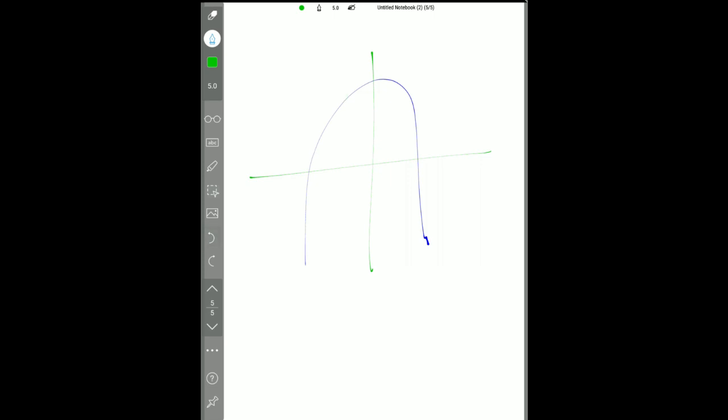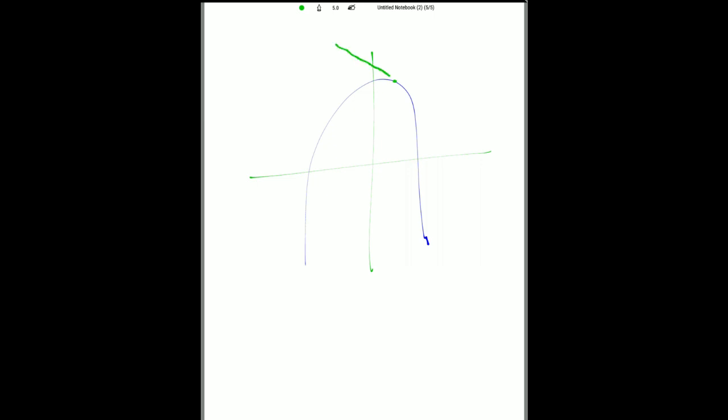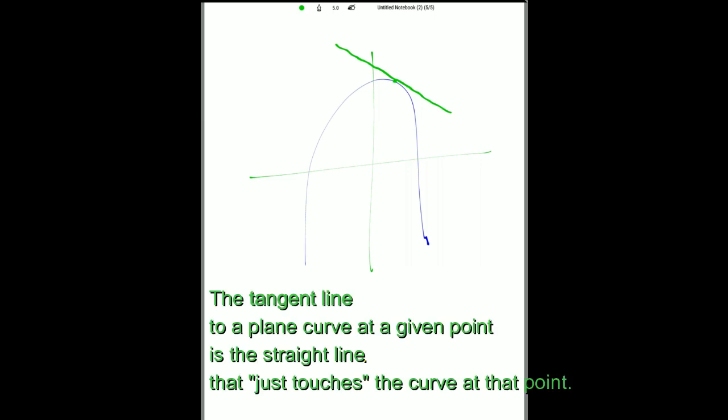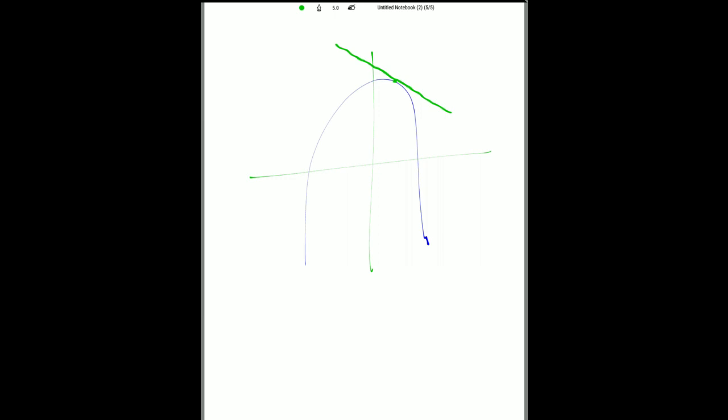Now, we want to find the gradient, let's say at this point here. So we're going to draw a line that touches only that point on the curve. And that line we're going to call a tangent. A tangent is a line that touches only one point on the curve. And the point that this tangent touches, we will call a, f of a.